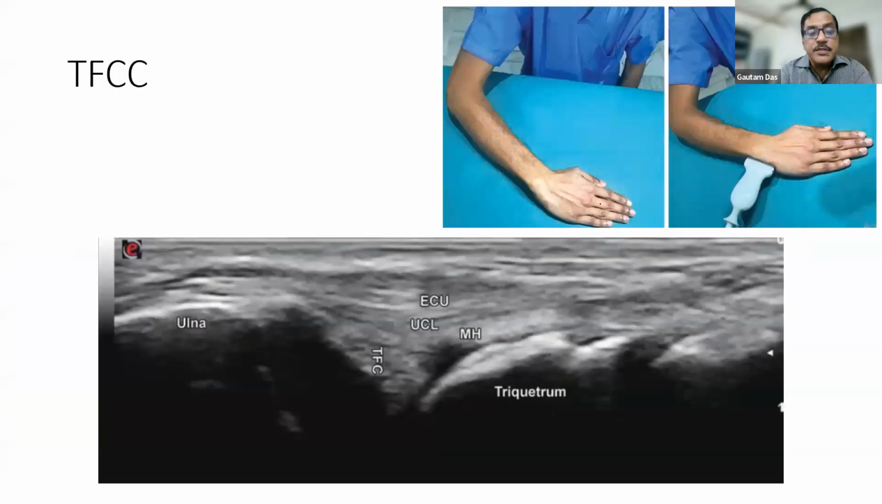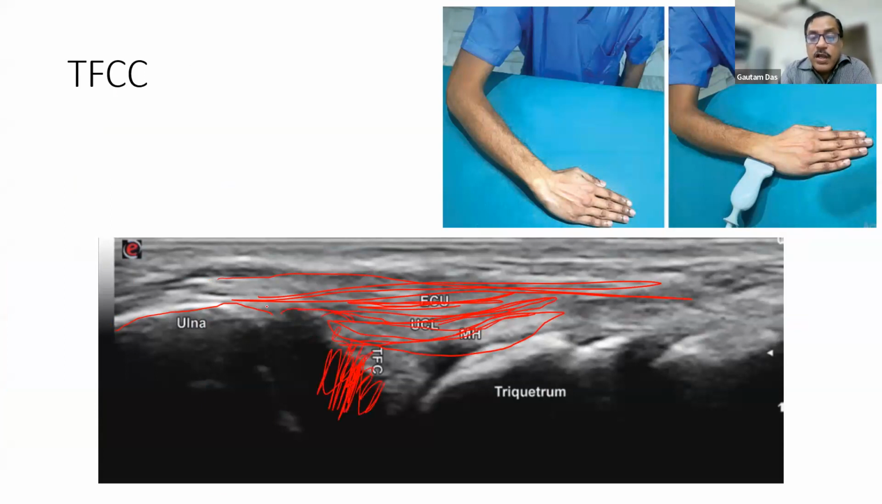This is the TFCC. This picture is important. This is the ulna. This is your extensor carpi ulnaris, extensor digiti minimi. So this is one part of the triangular fibrocartilaginous complex. Below that, ulnar collateral ligament. Below that, meniscal homologue. This is the meniscal homologue. These two are the ulnar collateral ligament, and these are not very straight. These are a little bit curved, sagging down. And then the TFCC articular disc will be here, not seen very nicely because of this shadow. And this is the triquetrum. This is not a part.